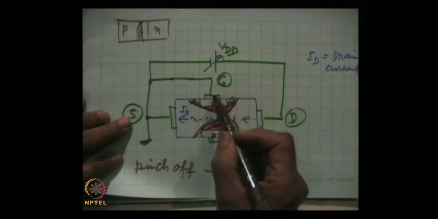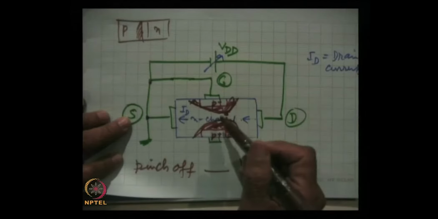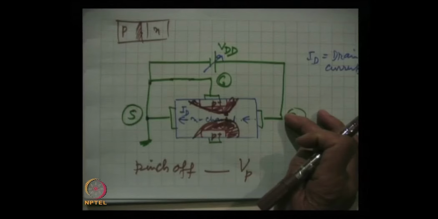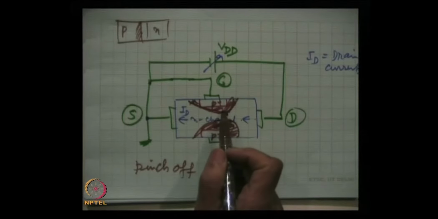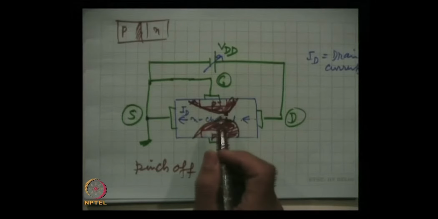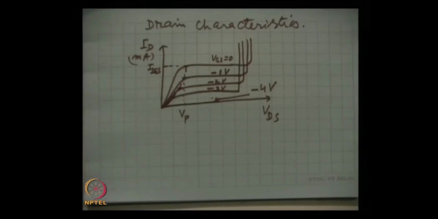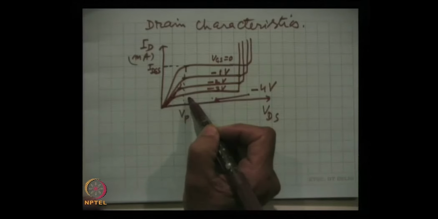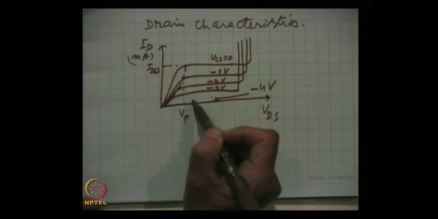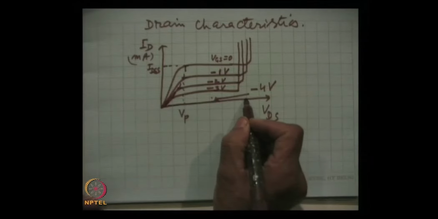So, instead of 0 volts, when we make it minus 1 volt, keeping this constant, the conductance of the channel will fall, because in the channel now more portion of the depletion region exists. Hence on increasing the gate voltage, the drain current will keep on falling, it decreases, and a situation comes when the drain current will be 0.